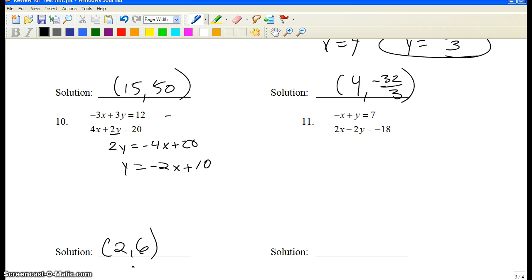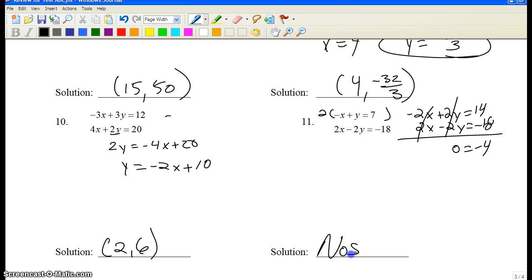All right, number 11. I would actually do this by elimination. Why? Because I like elimination better, and I would multiply the first equation by 2. If we do that, we wind up getting this. And then we add straight down, and guess what happens, guys? That's 0, that's 0. So we get 0 equals negative 4, and that's no solution for this problem, which means that the two lines are graphed and they're parallel, but they have different y-intercepts. Parallel lines with different y-intercepts are going to give us no solution.